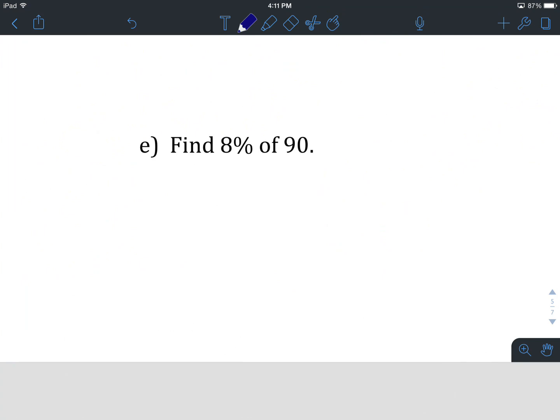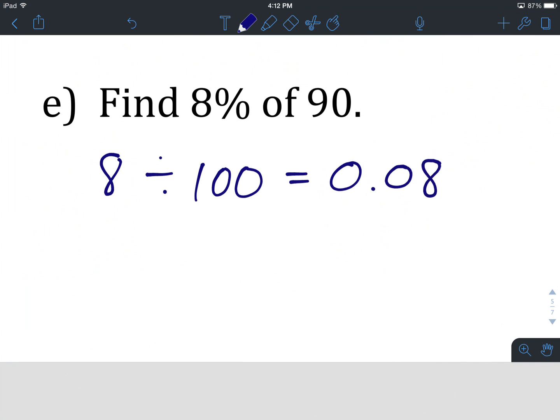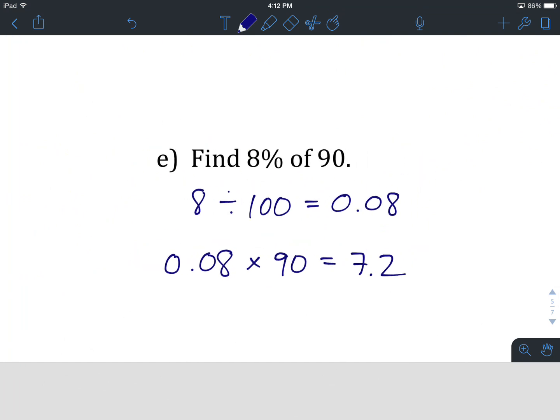On to example E. Let's let you guys try example E. When you've got an answer, come on back, unpause it, and we'll see how you did. All right, let's take a look. 8% expressed as a decimal is 8 divided by 100, which when we type it into our calculator gives us 0.08. From there, we take our decimal, 0.08, and multiply it by 90, the number we want to know 8% of. Type that into our calculator, and that gives us 7.2. Again, a decimal answer, that's not a problem.